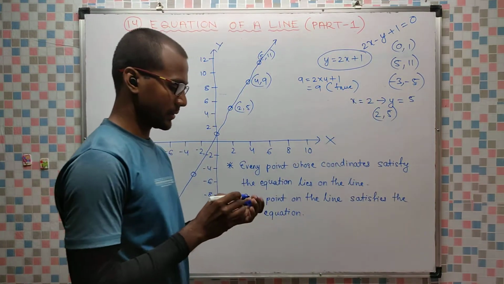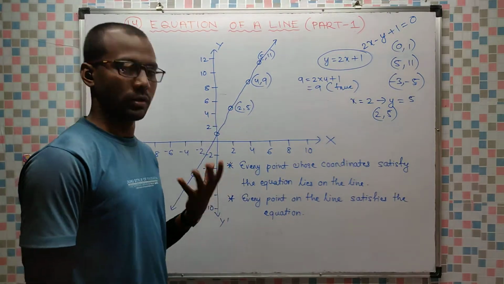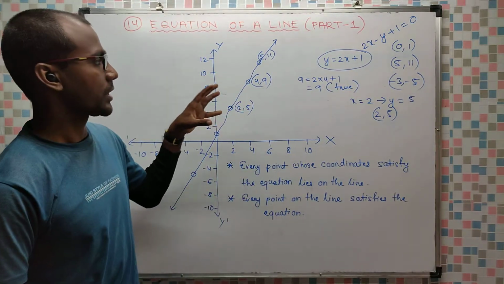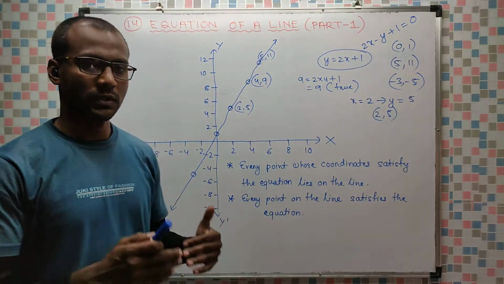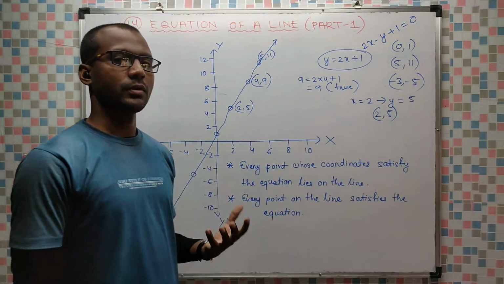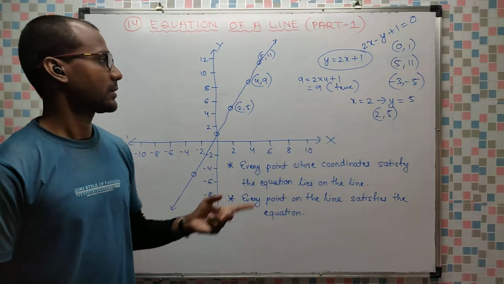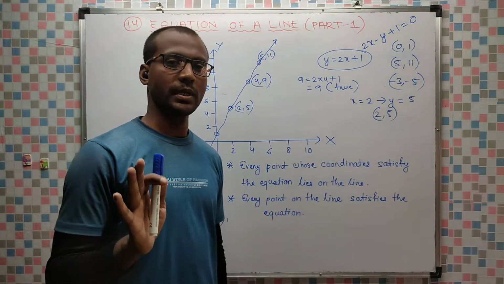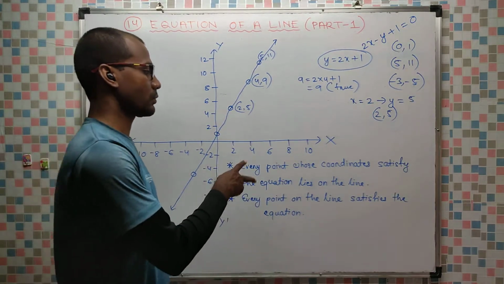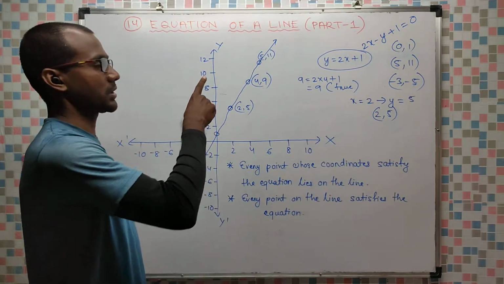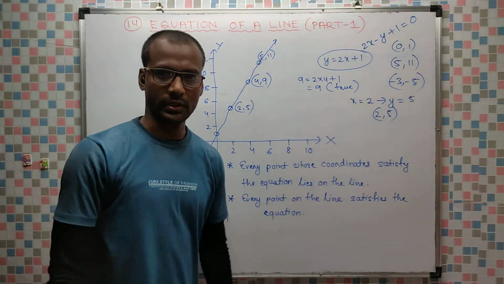So we see that randomly we chose a point on the line and when we put the coordinates in the equation, it was satisfied. Similarly, you can take as many points randomly on the line and put their coordinates in the equation, and you will see that the equation will definitely be satisfied. So these 2 points are very important. The chapter is completely based on these 2 points.